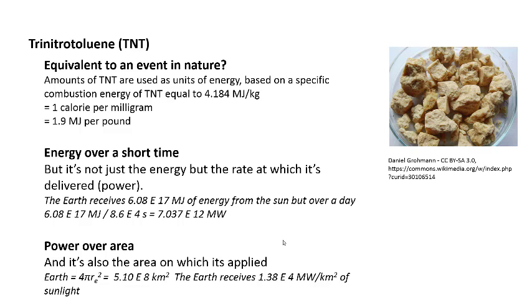So what are we really after with this comparison? I think it's really power over area. Let's go back to the Earth and sunlight example. The surface area of the Earth is roughly 5.1 times 10 to the 8th kilometers squared. And therefore the Earth receives 1.38 times 10 to the 4 megawatts per every square kilometer of sunlight. This seems like a really big number. If we apply TNT to a much smaller area on a per kilogram basis, we find that the power over the area is more substantial.